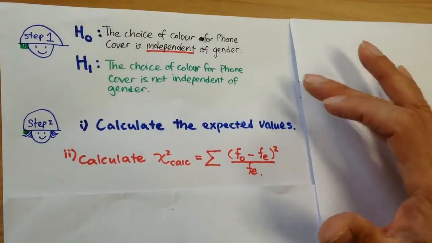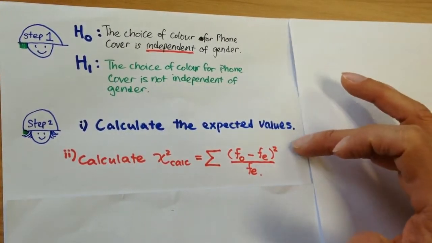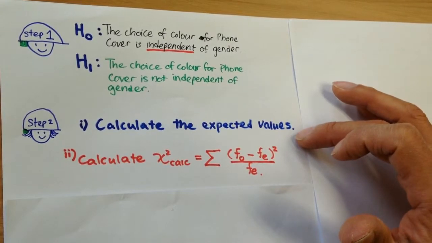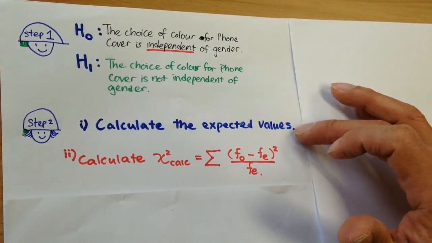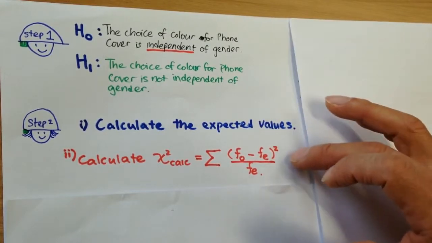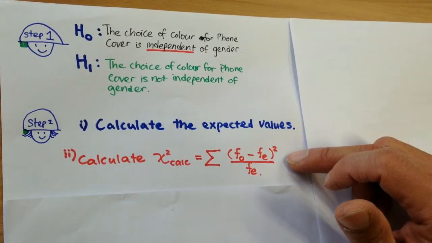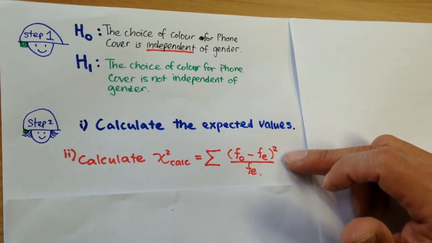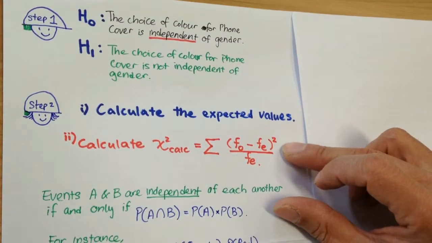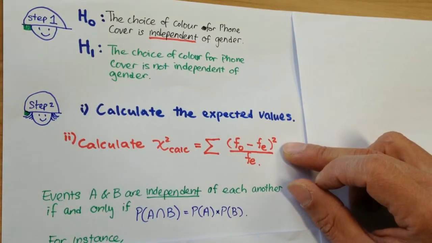Alright, here's a review of our step 1 and step 2. Step 2 is basically divided into two further steps. That is, one, to calculate the expected value, then to proceed to calculate the chi-square statistics, which is this one. So let us review how we do the expected value.